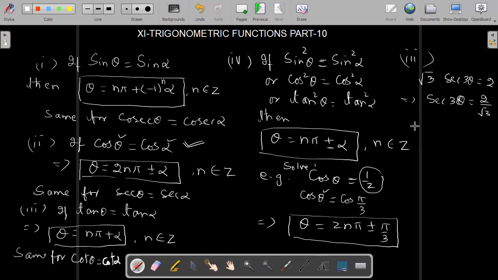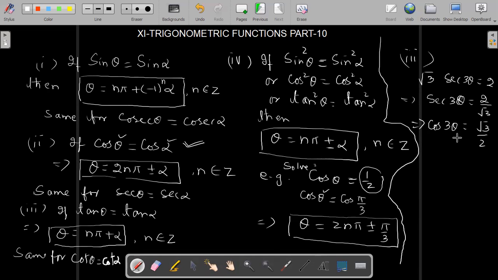One more thing: if you are not comfortable with sec theta, cosec theta, cot theta, I suggest it is better to convert into cos theta. So we can take the reciprocal on both sides. Cos 3 theta will be equal to root 3 by 2.